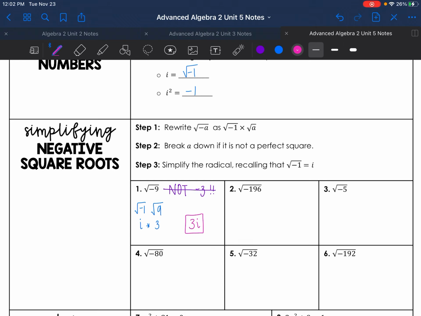Okay, so number 2, we have a negative number under the square root. The first thing we're going to do is pull out that negative 1, and that leaves us with positive 196. I know that the square root of negative 1 is i, and the square root of 196 is 14. 196 is a perfect square. So when I put those together, we have 14i.